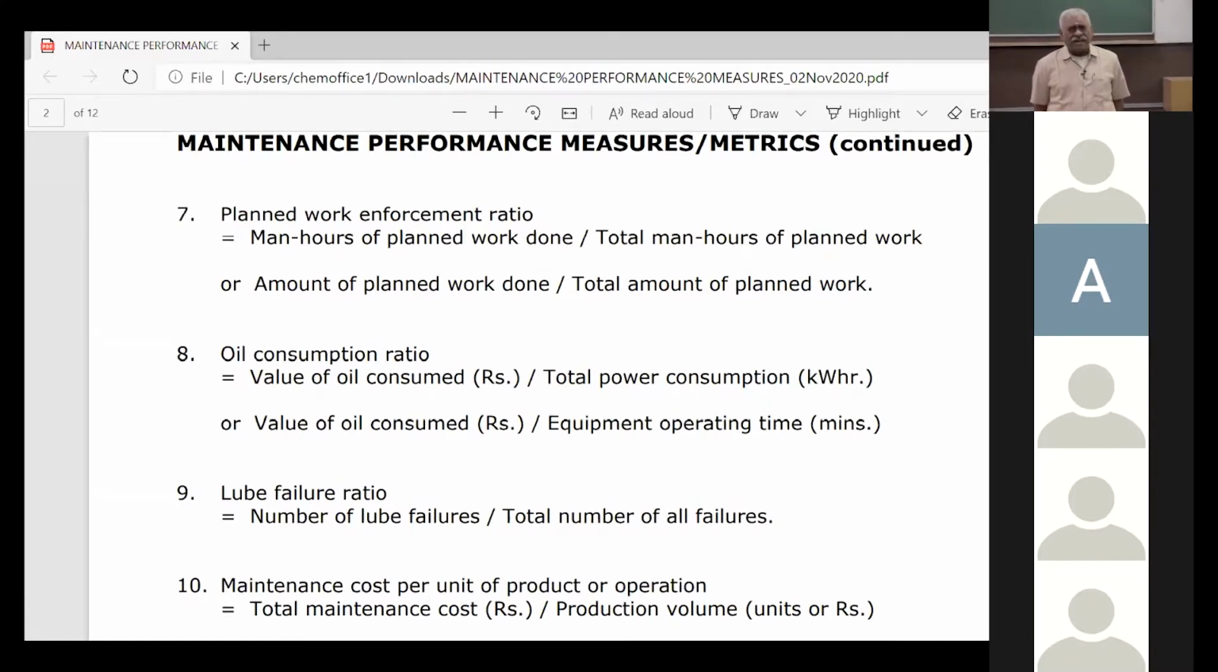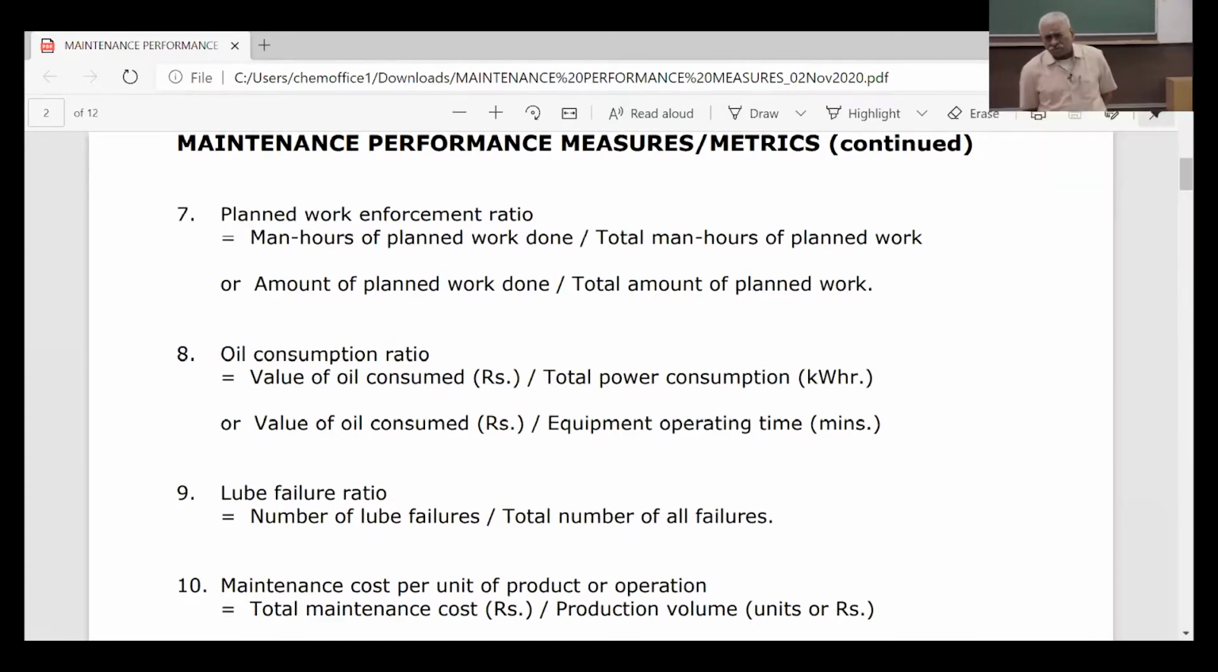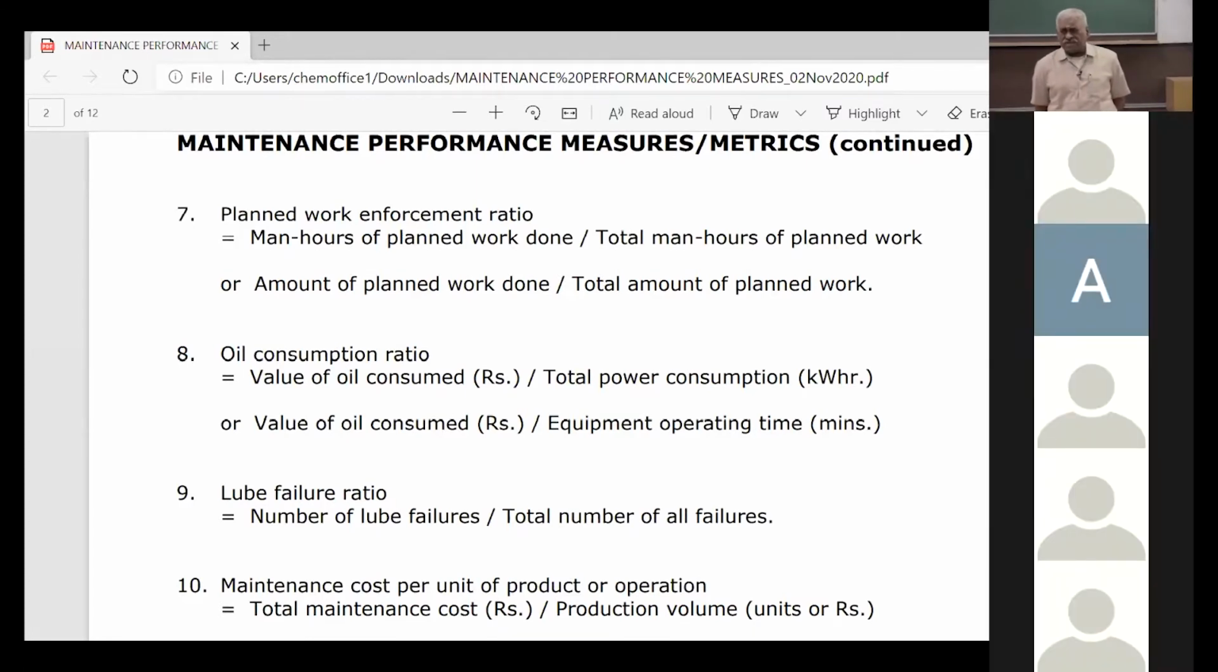Do you agree that energy consumption and oil consumption could indicate, indirectly at least, the maintenance status? Yes, sir. I'll give you a simple example. If you notice that in the plant the energy consumption is significantly higher for the same equipment, what inference can you draw? It needs maintenance. Yeah, that's a general inference, correct.